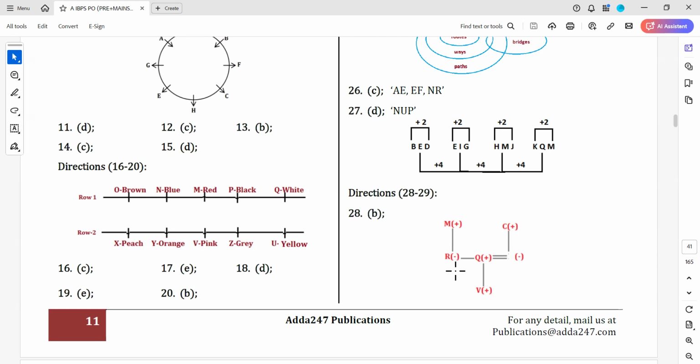What is the answer for the next question, 29? The answer is daughter-in-law. If B is married to Q, then how is B related to M? It will be daughter-in-law. If B comes here, then B is M's daughter-in-law. Very good. So that is what it is.